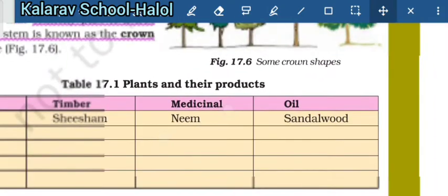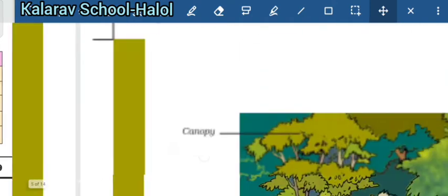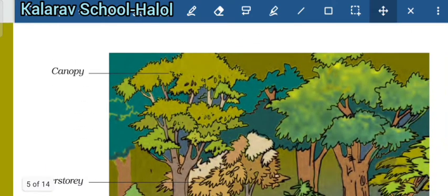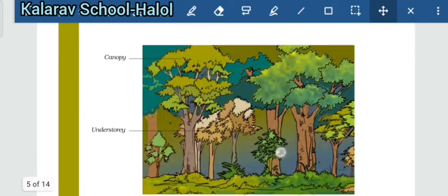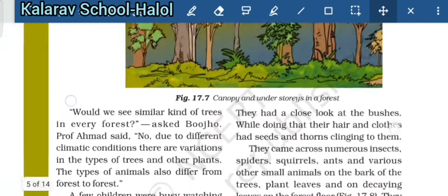So this is the plants product. I will give you this activity in the previous lecture. As is clear to you, the upper roof is called canopy, and the horizontal layer is called understory. So this is clear to you in this figure.